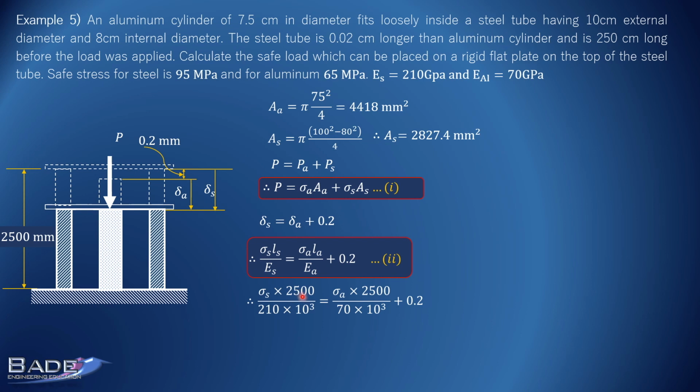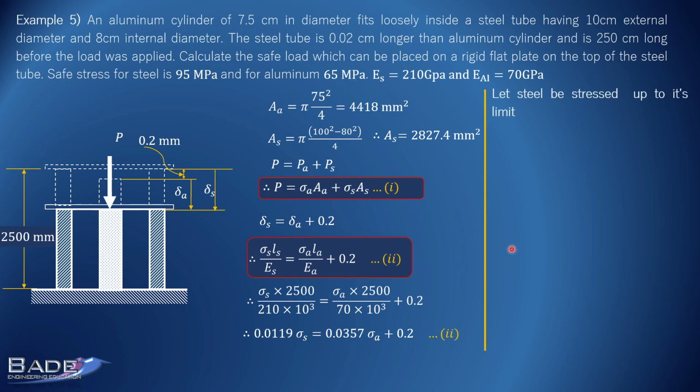Okay. Now let's put values of lengths and Young's moduli. So I have substituted lengths in millimeter, Young's moduli in Newton per millimeter squared, and this is how you got the relation between stresses. Remember, under load P, this is stress in steel and this is stress in aluminum. These are not the stress in steel and aluminum in this assembly. These are conditions given. Stress in steel must not exceed 95 megapascal and stress in aluminum must not exceed 65 megapascal.